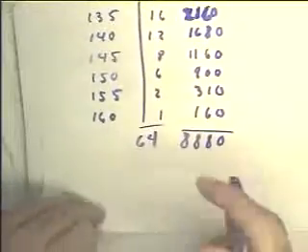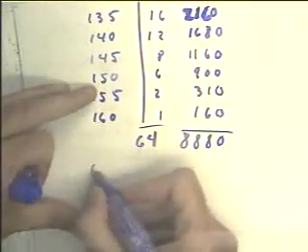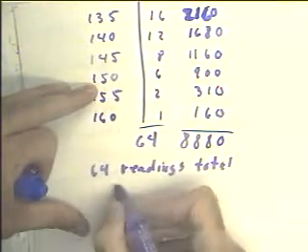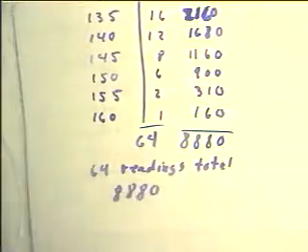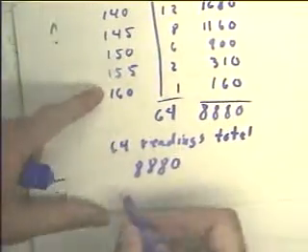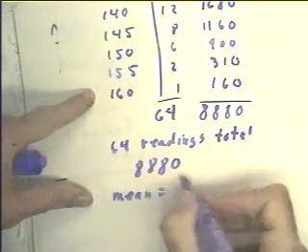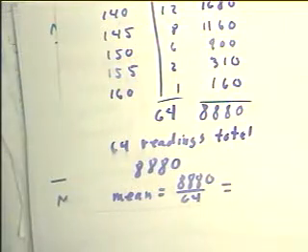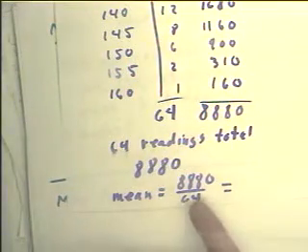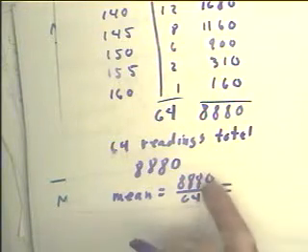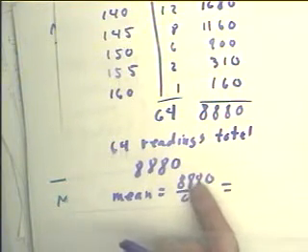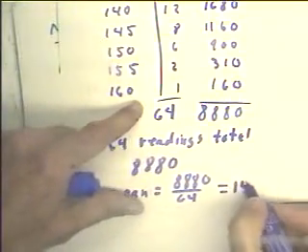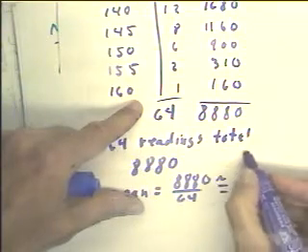So we have 64 readings, which total 8880. What's the mean? Well, common sense here, 8880 divided by 64. Whatever that equals. Now let's see. 64 would go into 9600 150 times, and that's 620 less. So I'd say that's going to be about 141, approximately, with a question mark.